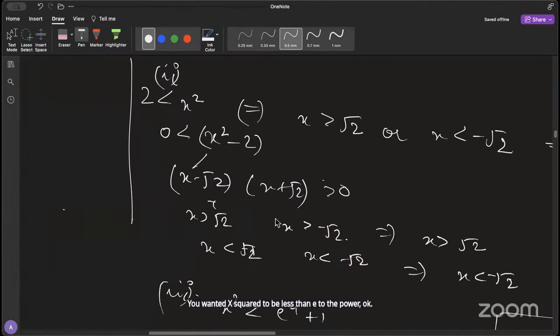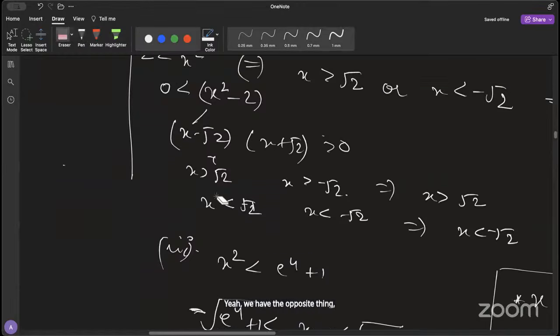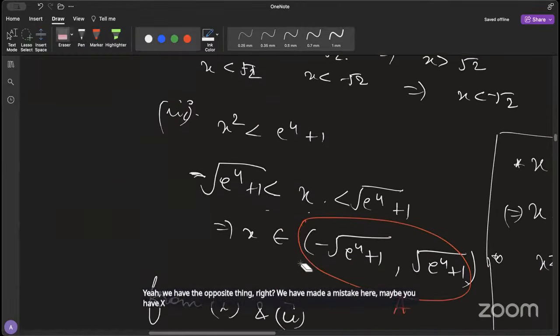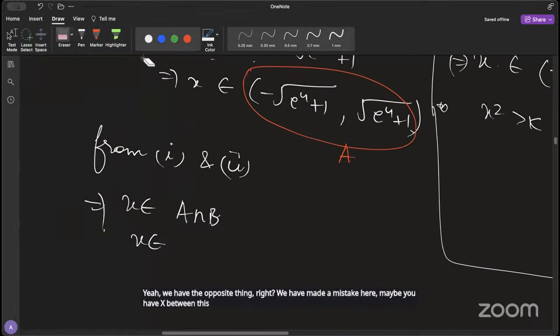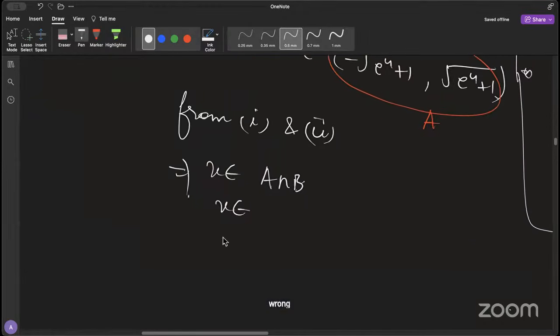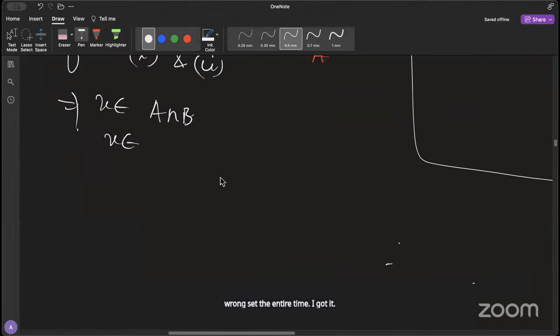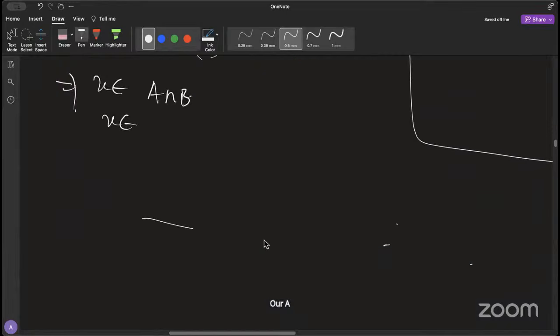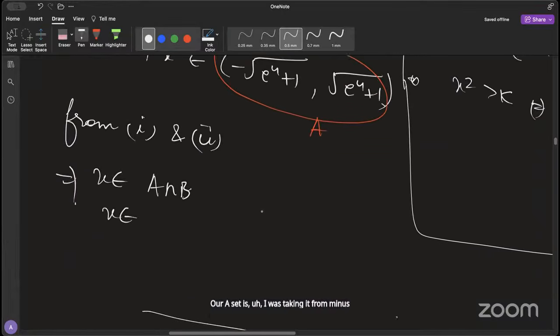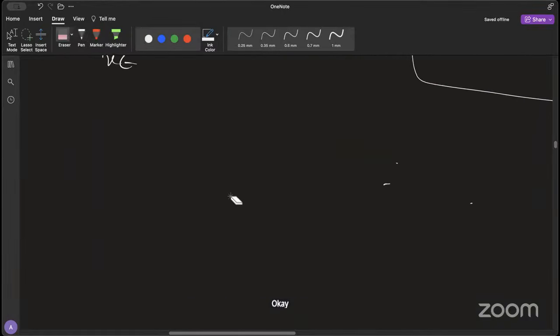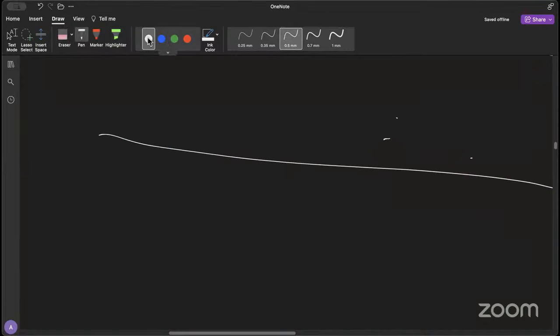Here we have the opposite thing, right? We have made a mistake here. Maybe you have x between this. Okay, we were taking a wrong set the entire time. I got it. Our A set, I was taking it from minus infinity to this one. So if you have minus infinity here, and this is minus square root of 2.